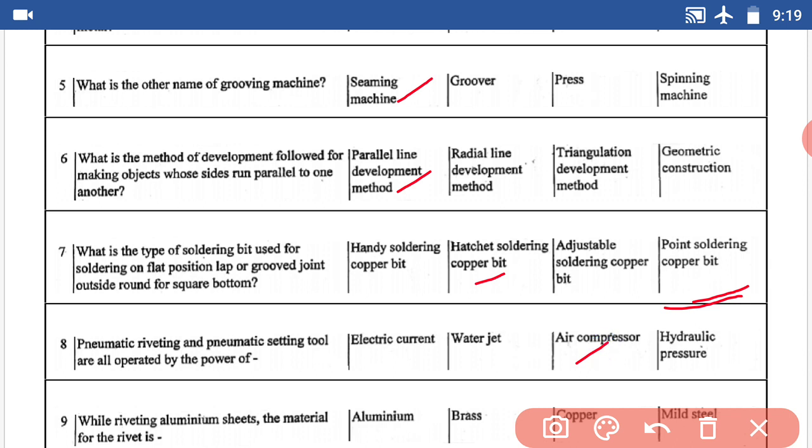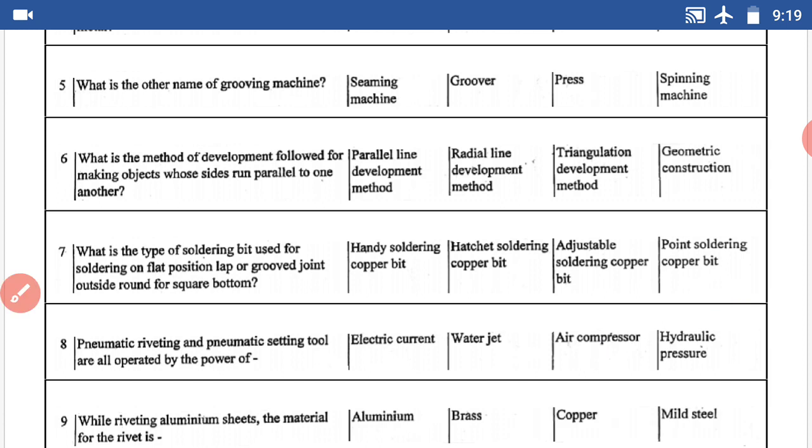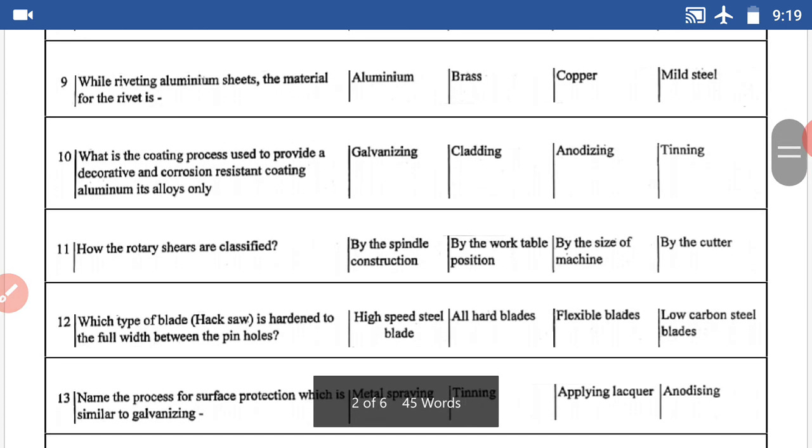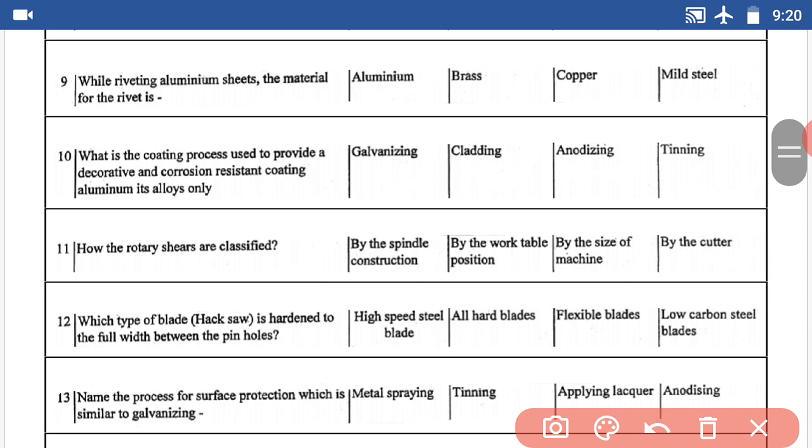Question number 9. While riveting aluminum sheet, the material for the rivet is dash. The answer is aluminum. Option A is the correct answer.